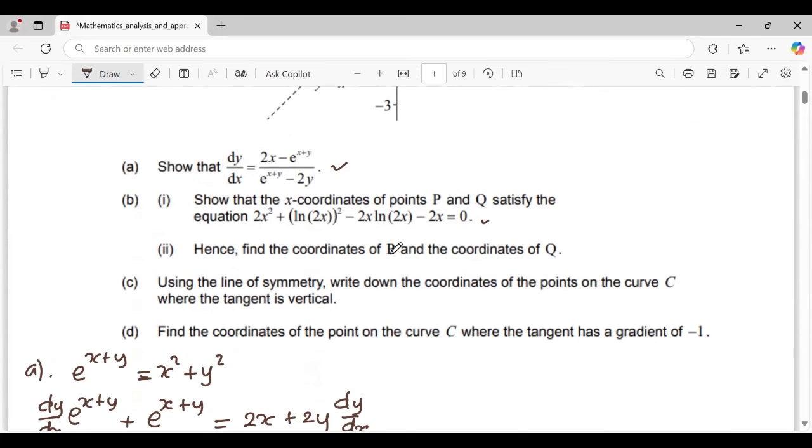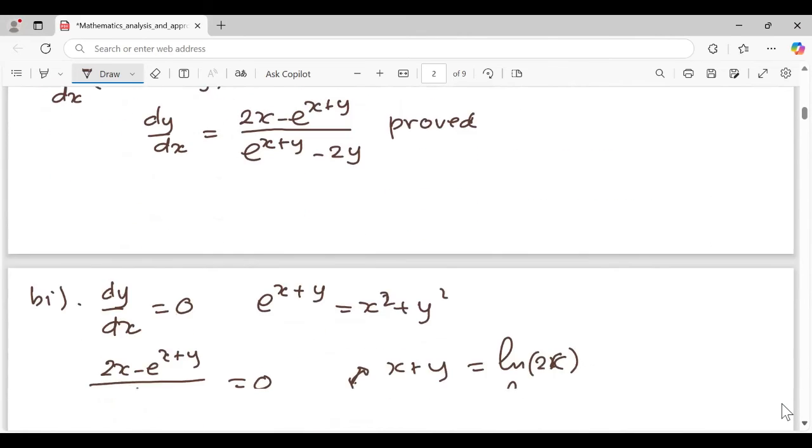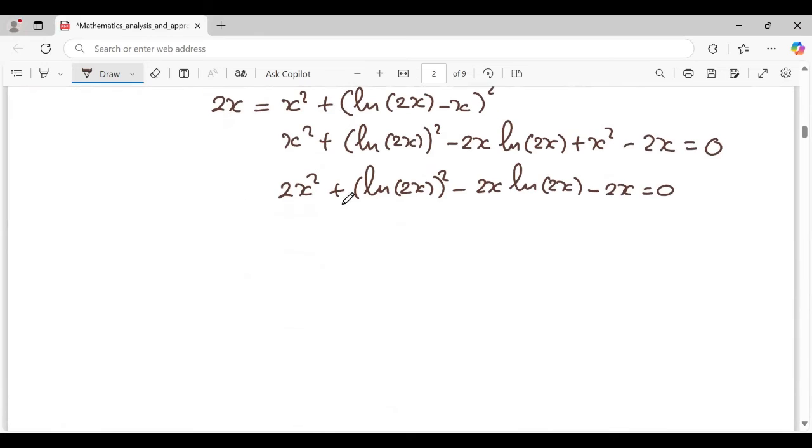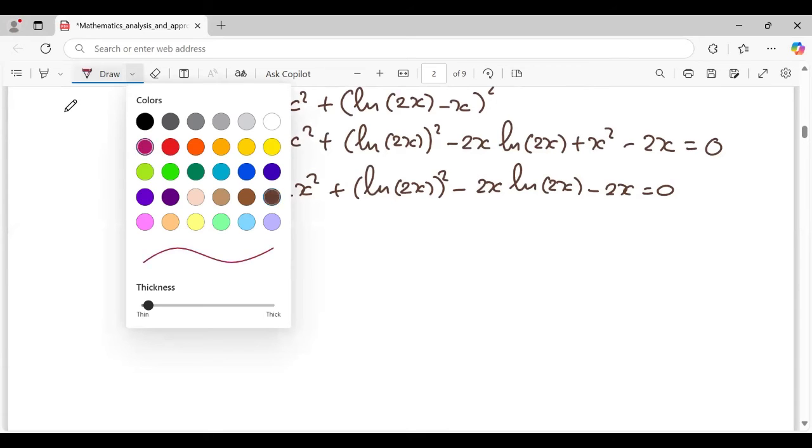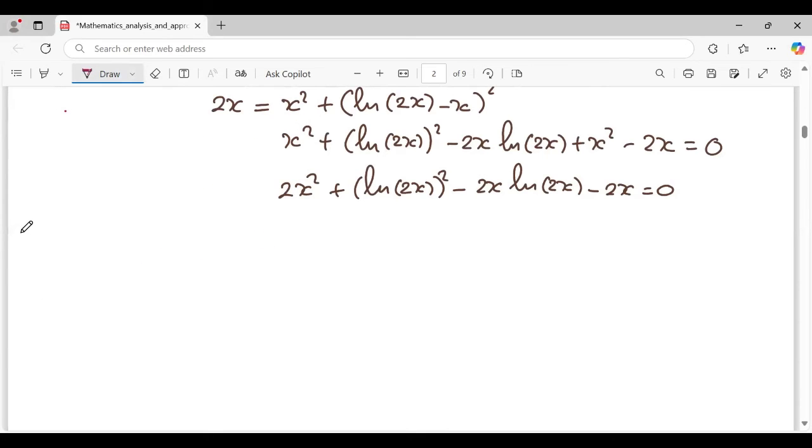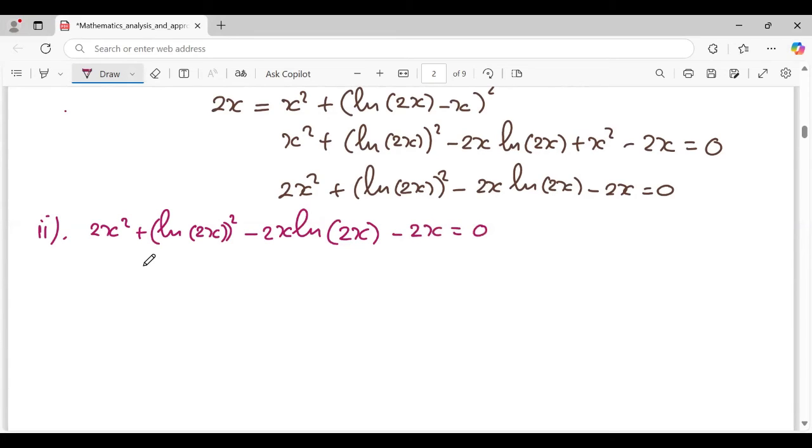Hence, find the coordinates of P and the coordinates of Q. Based on this equation, we are going to find the coordinate points P and Q. We have to find first the value of x, and after that the value of y, and we can determine the coordinate point P and the coordinate point Q.